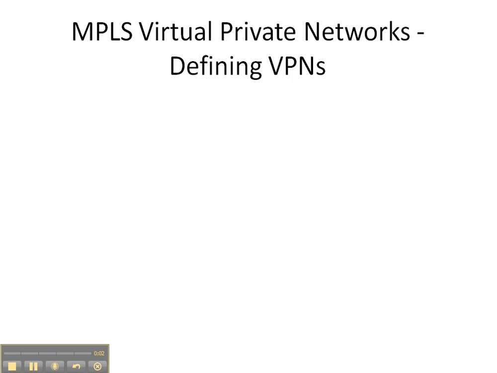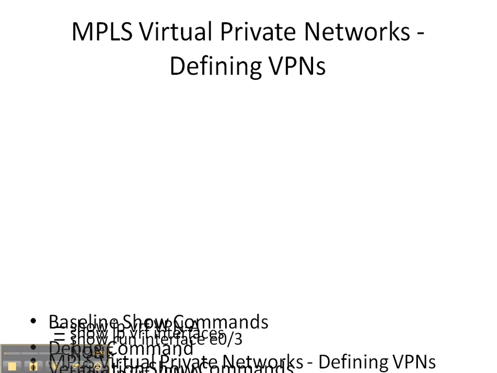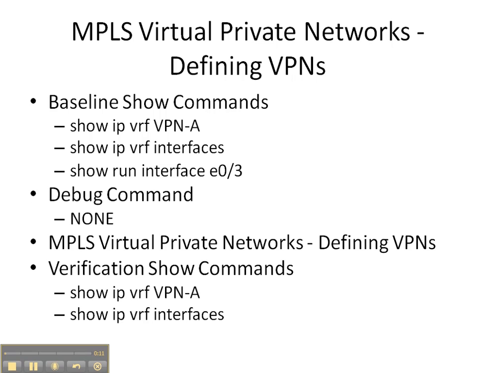In this video cheat sheet, we're going to be defining some VPNs, or some virtual private networks, on our network. We're going to start off with some baseline show commands: show ip vrf VPNA, which is the VRF that we're going to create, and then also show ip vrf interfaces, and show run interface to, well, I'll show you why a little bit later on.